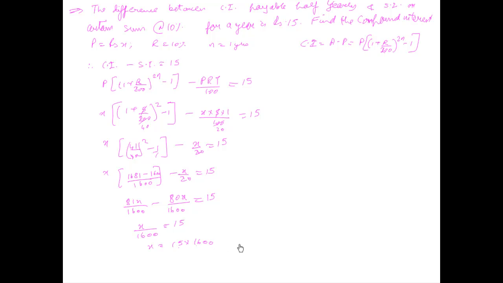X is equal to 15 times 1600. 15 times 2 is 30, times 8 is 240, and the 2 zeros. So children, the principal being 24,000 rupees, 24,000.